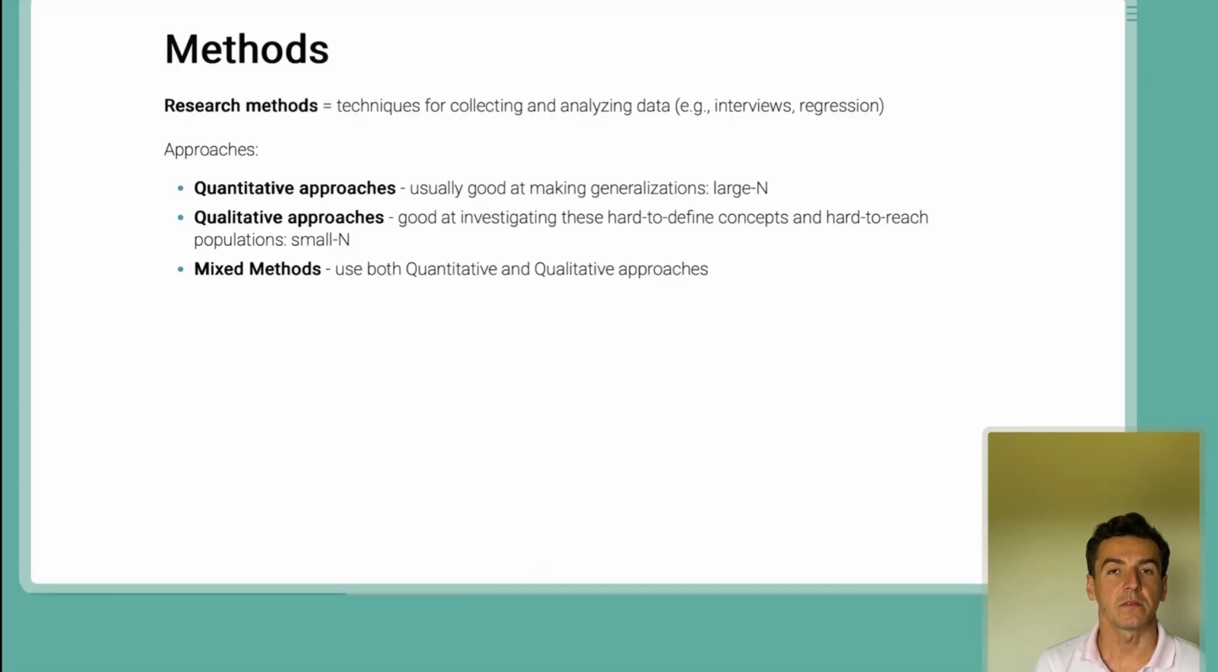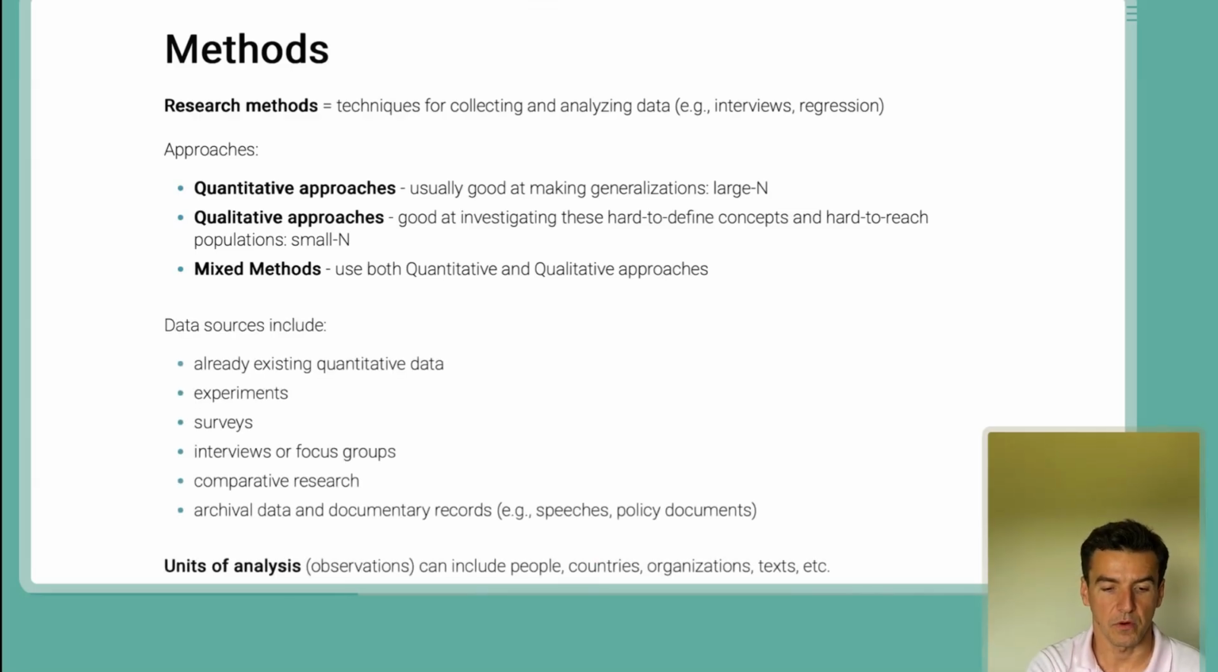And finally, mixed methods are types of tools that combine the two, that have both a quantitative and a qualitative approach. Data sources for methods include already existing quantitative data. If you're doing quantitative analysis, you could run your own experiments, you could do surveys, you could do interviews or focus groups, you can do comparative research, both in a quantitative and qualitative framework, or you can collect archival data that you can use as data sources.